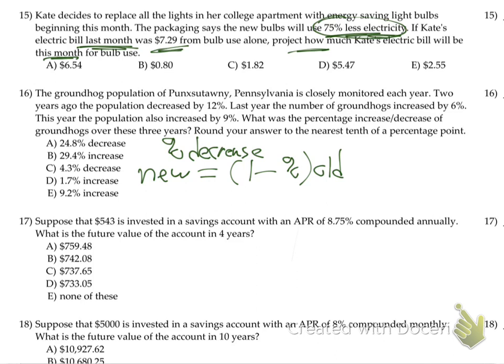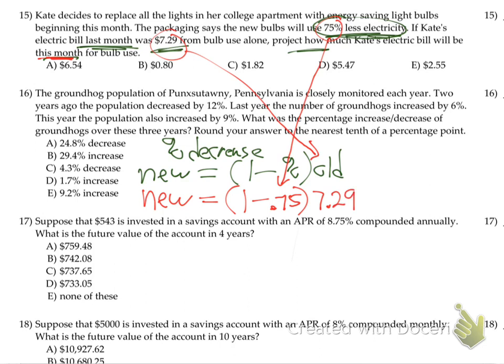So let's do it. The new bill, that's what they're asking me for, this month, is equal to 1 minus, what's the percentage? What do I put in? 75, but how do I put it in? Decimal. Always decimal. So 0.75, whenever we stick percentages in. What's the old? 729. Isn't that bad for college? The electric bill, that's not that bad. Doesn't seem too bad to me.